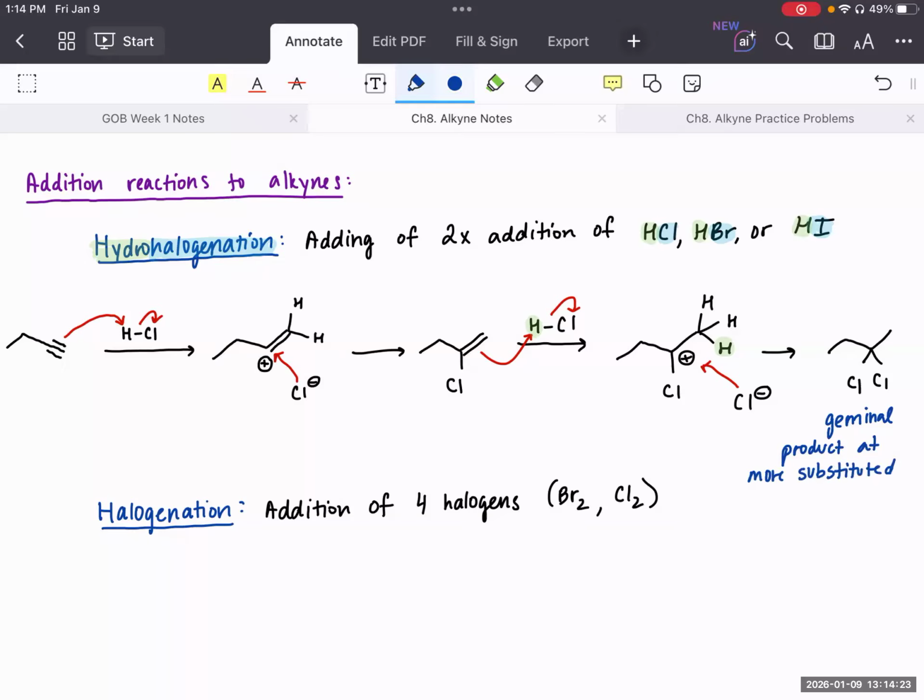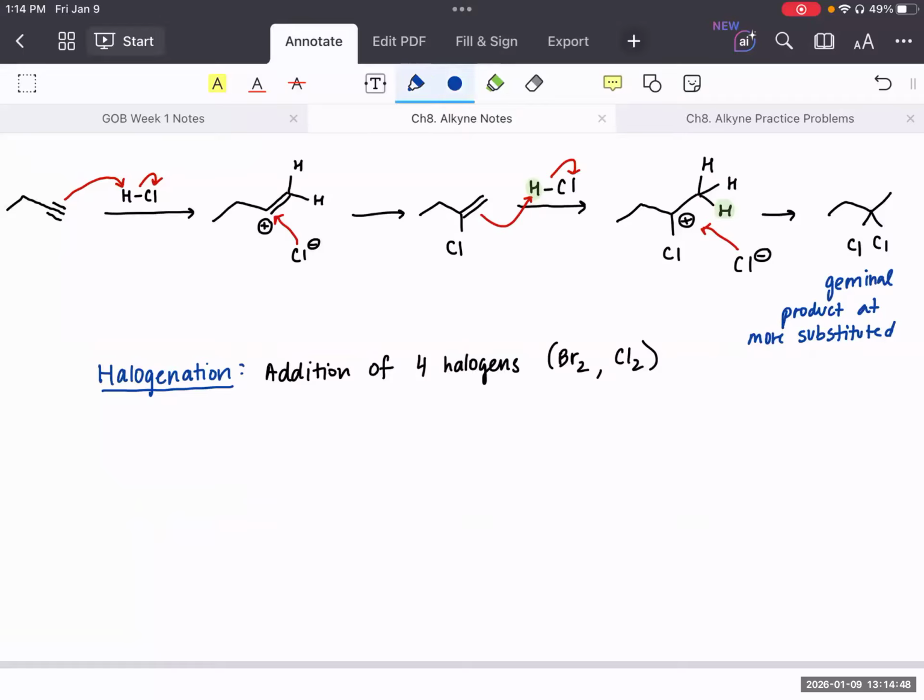And if we review the reaction, we can see that it's basically the same step twice, these two steps followed by these two steps, exact same thing that's happening. We get nucleophilic attack at the hydrogen, and then the chlorine comes back in and forms that bond. All right, so that's going to be hydrohalogenation. The next one we're going to do is halogenation.